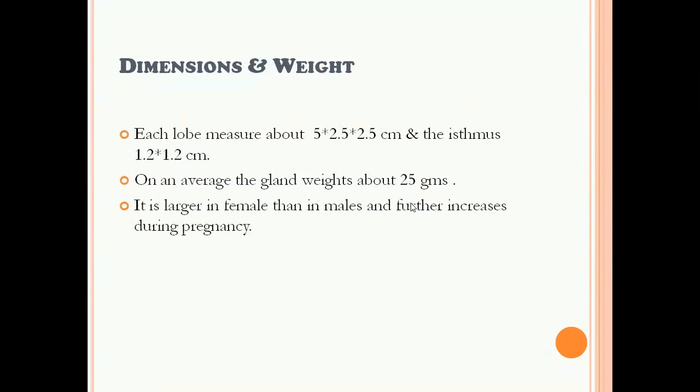Each lobe measures around 5.5 centimeter by 2.5 centimeter. The isthmus measures about 1.2 centimeter by 1.2 centimeter. On an average, the gland weighs around 25 grams. It is larger in female than in male, and further increase occurs during pregnancy.